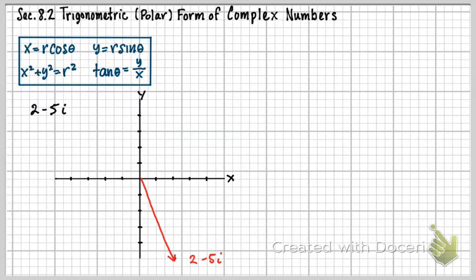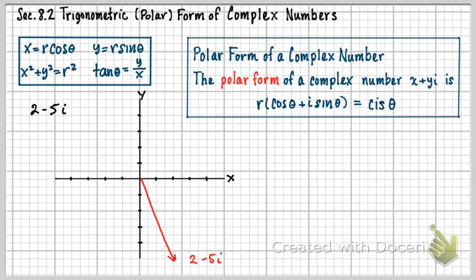Now we're going to talk about another idea along with this. Another way to represent this is using polar form of a complex number. The polar form of a complex number x plus yi can be written this way. When I look at x plus yi, the y-axis is my imaginary part and the x-axis is my real part. We could write it in another way, in the form r times cos theta plus i sine theta, which in general we call r cis theta.